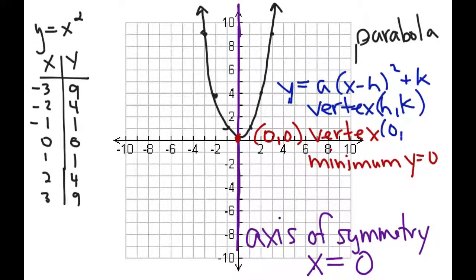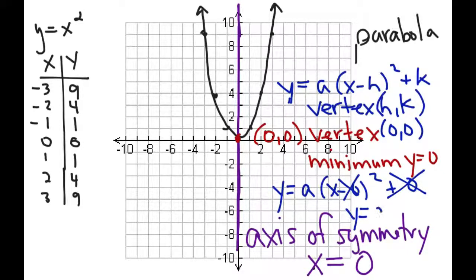So if the vertex is at 0, 0, and I plug it into this equation, I get y equals a times x minus 0 squared plus 0. But as you know, if you add 0 to something, it doesn't really matter. If you subtract 0 from something, it doesn't really matter. So we end up with y equals ax squared. The value a in front of the x squared is going to change how wide or how narrow the parabola is. So let's look at another function in this form that's not quite y equals x squared, but is actually y equals 1/2 x squared, and see what happens to this table of values.